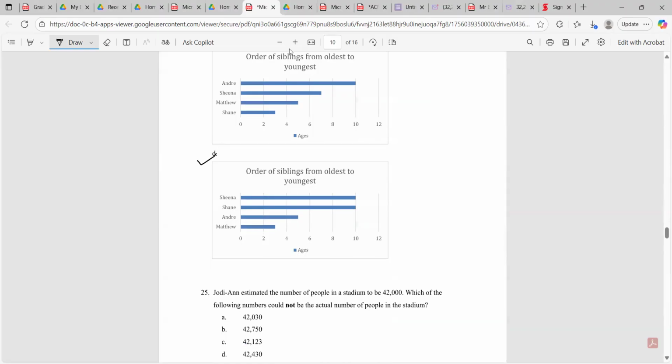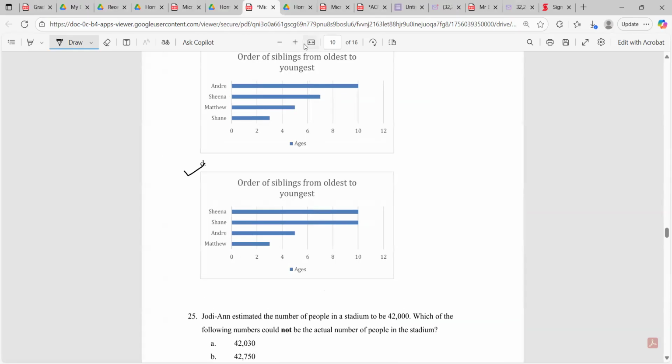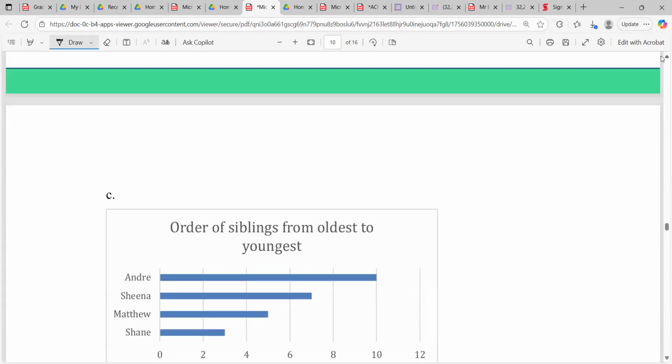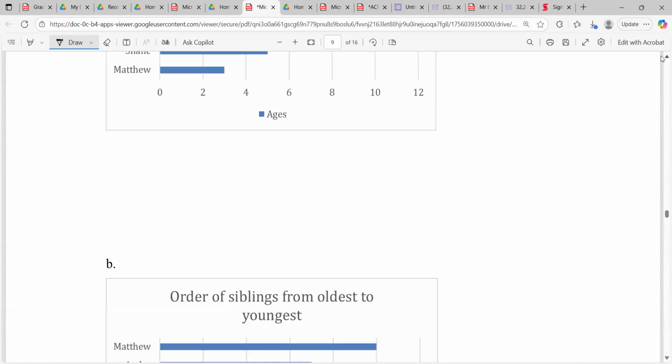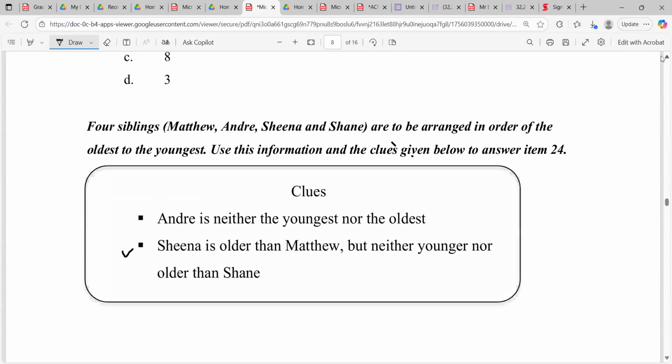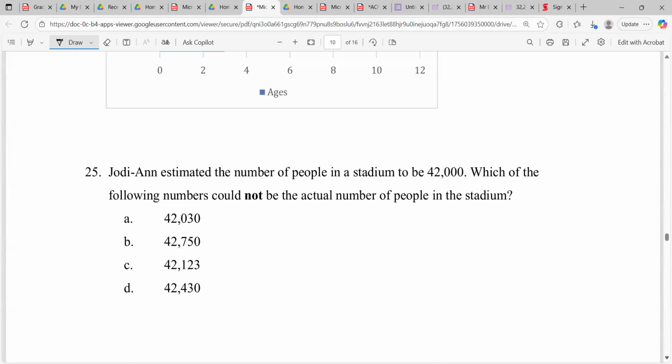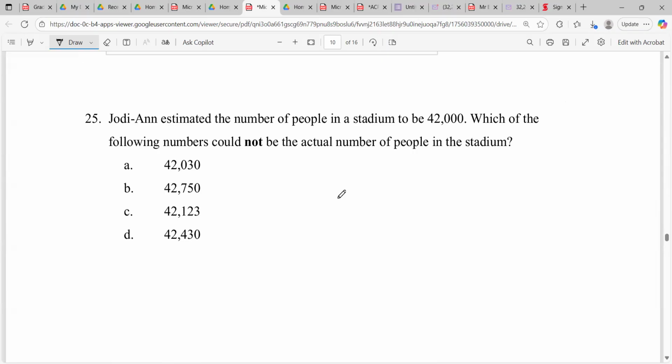So this one was kind of a giveaway. Let me see what exactly they phrased. Sheena is older than Matthew, but neither younger nor older. If you and somebody is neither younger nor older, it means that you're the same age. So that was the giveaway. So it would have been D. Pretty straightforward, I would say. All right, let's move on to 25.